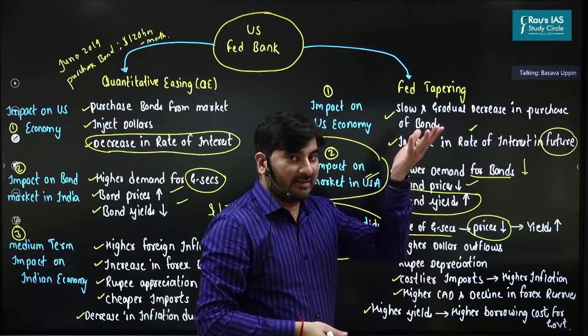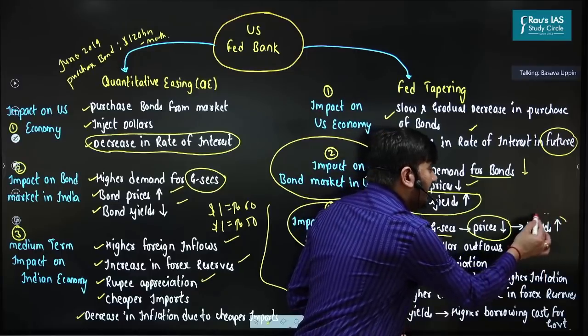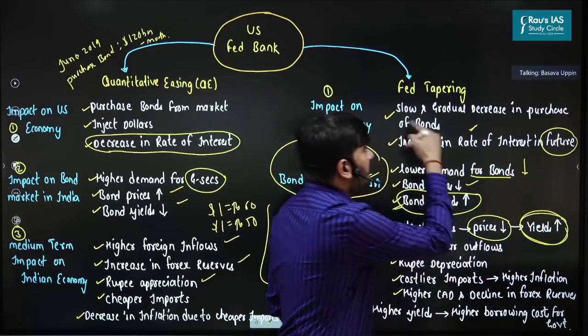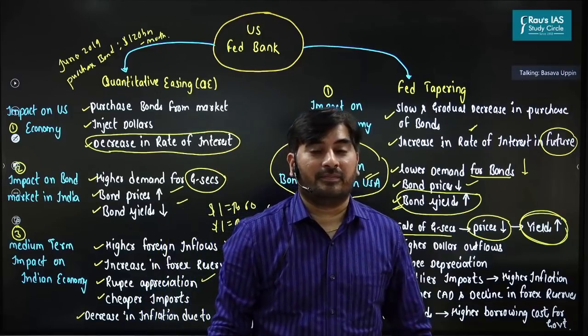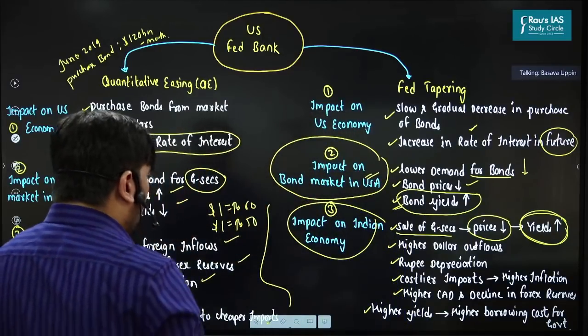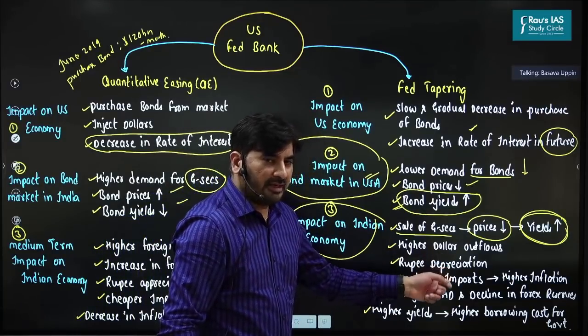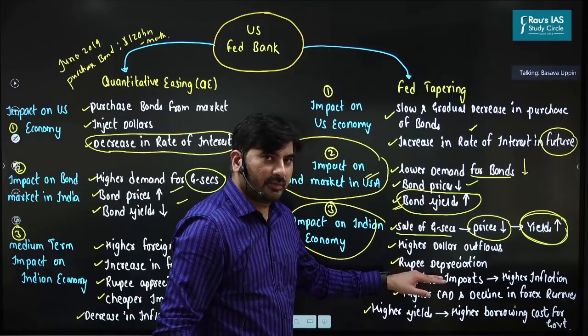As the supply increases, the prices will drop. As the prices drop, the yield rates on the Indian government securities will start increasing. Are you getting this point? Next, what happens is more amount of dollar will start going out of the country. More dollar outflows means, can I say rupee value will get depreciated, right?